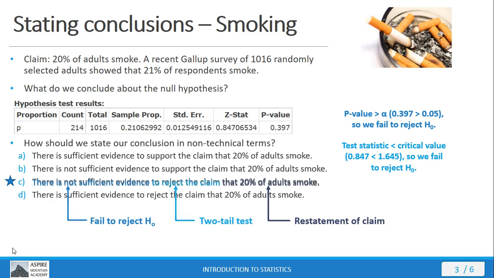Look to see again how each of the pieces come together. Okay, so the first part we have because we failed to reject the null hypothesis. The second part comes because we have a two-tailed test. And the last part is simply a restatement of the claim itself.